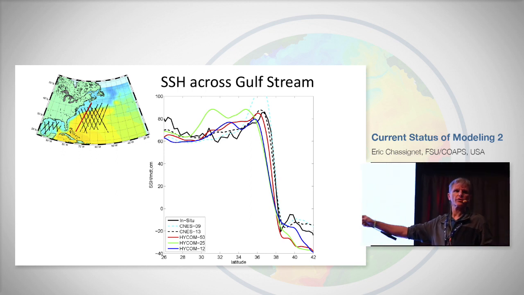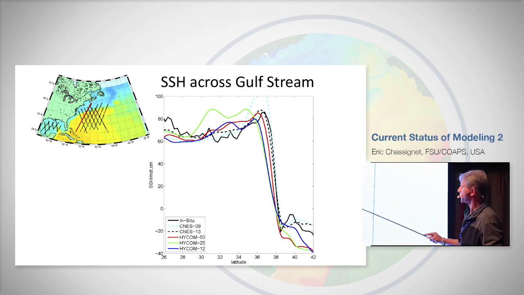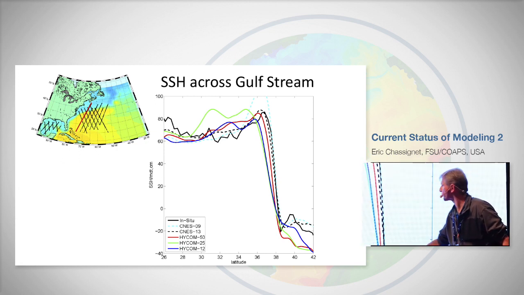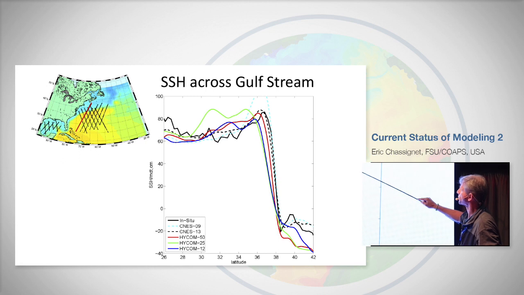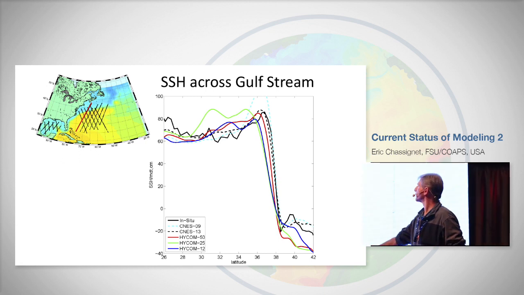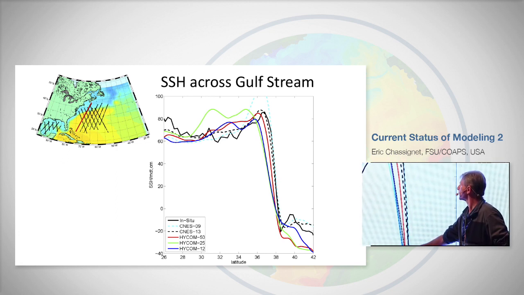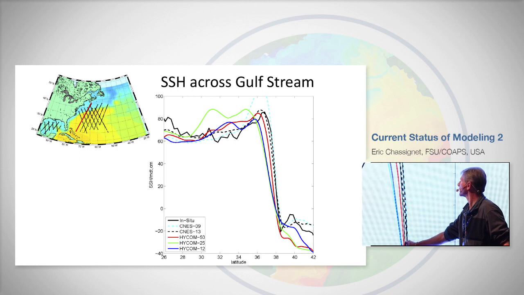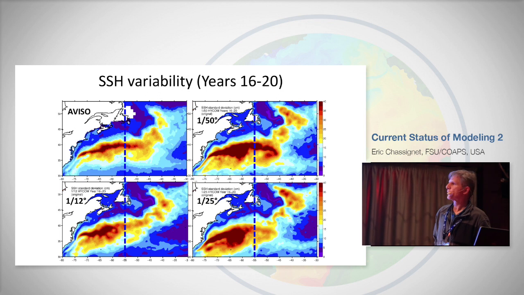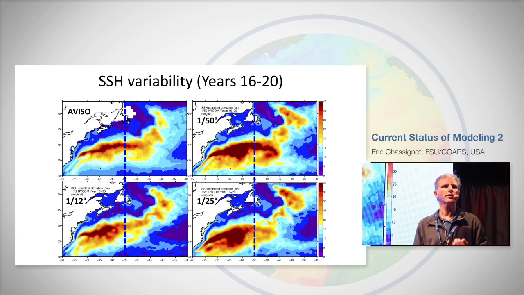And then if you do the same section in the model, you can start to compare to this, as well as the Aviso, which is the one in the dashed line, which is very close to the in situ measured one. So what we're looking for is the steepness. And you see that the 112 and 125s are further away than the 150s is. So that's encouraging.